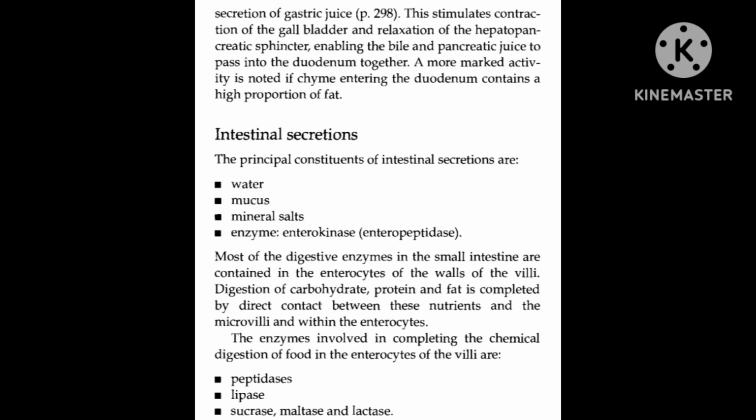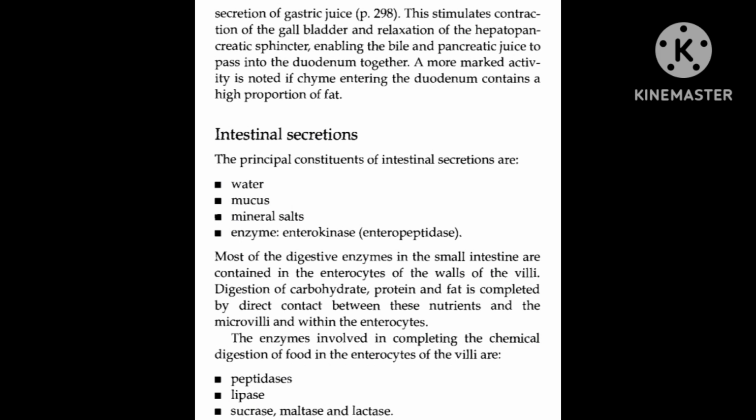A more marked activity is noted if the chyme entering the duodenum contains a high proportion of fat. Intestinal secretion. The principal constituents of intestinal secretions are water, mucus, mineral salts, and the enzyme enterokinase.